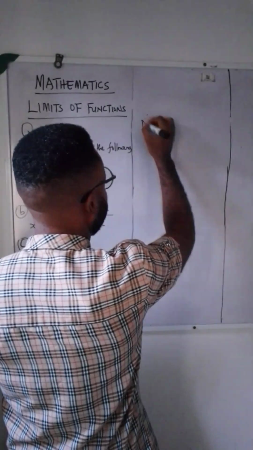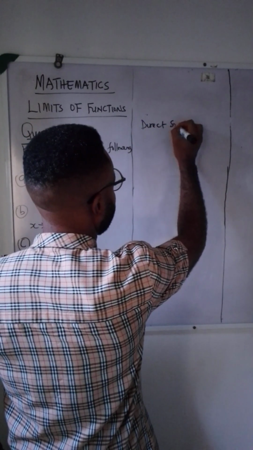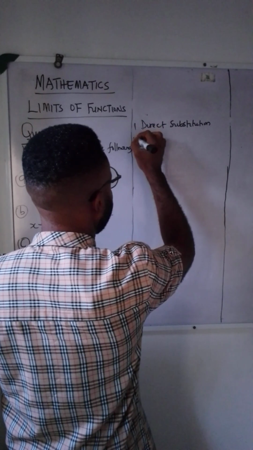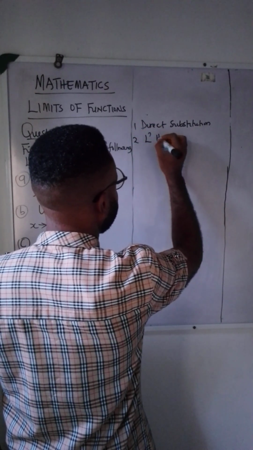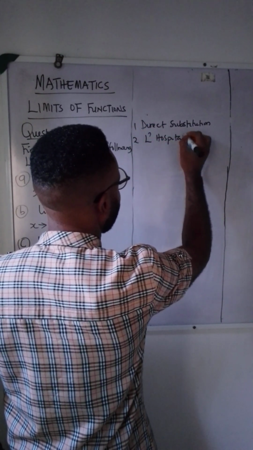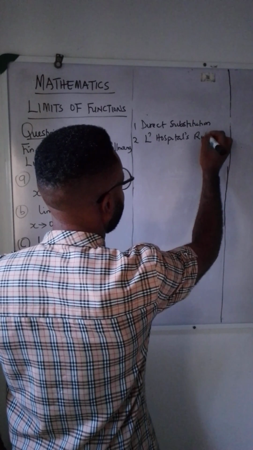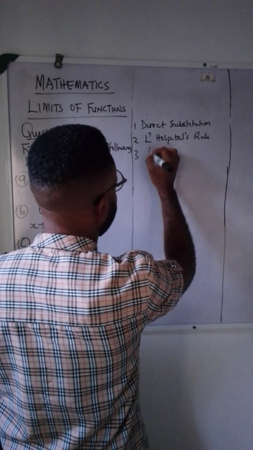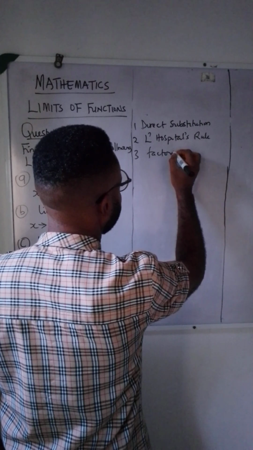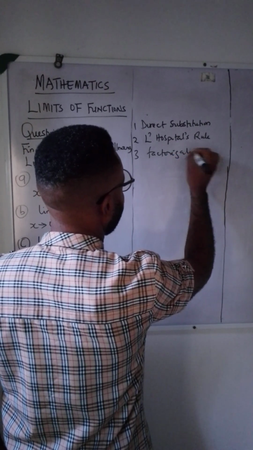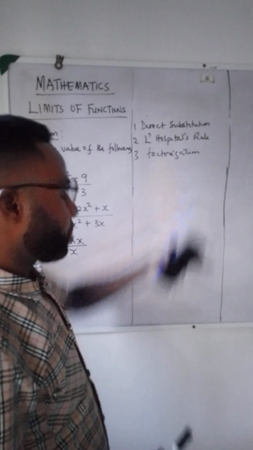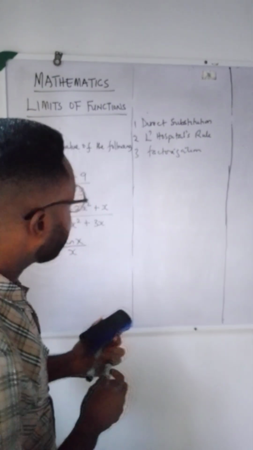We have direct substitution, we have L'Hospital's rule, and then we have the method of factorization. So we have three basic methods we can use to approach this problem.